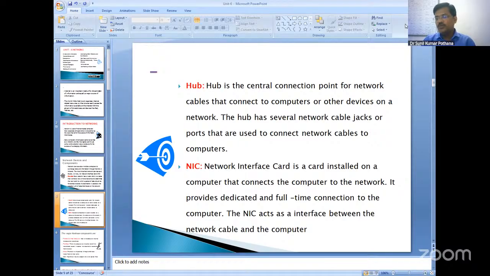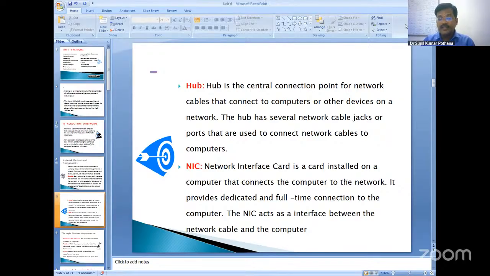Router: many people are now using Wi-Fi with the help of a router. A hub is a place where there is a large number of connections, a central connection point. Another important point is that we need to know about the NIC, the Network Interface Card.